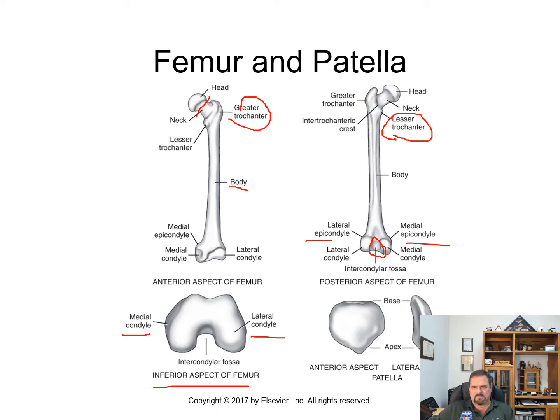And then here's your bony aspects of the patella. Let's get rid of me again, or your kneecap. This shows the base and the apex. So this is your anterior aspect. This is your lateral aspect.